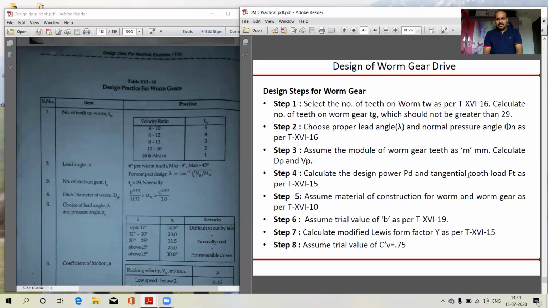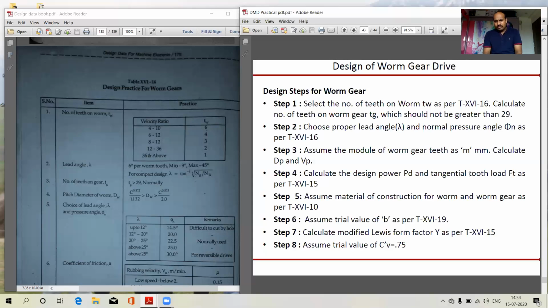Now moving towards the next step, calculate the design power PD and tooth load. For design power, we should always follow the same steps as rated power into load factor. Load factor we have to select from the driving mechanism and driven mechanism. So using that KL load factor and rated power, we can easily calculate the design power.